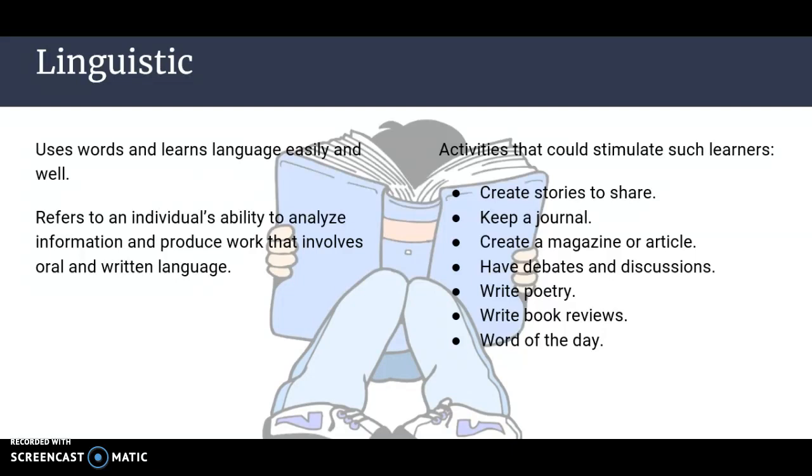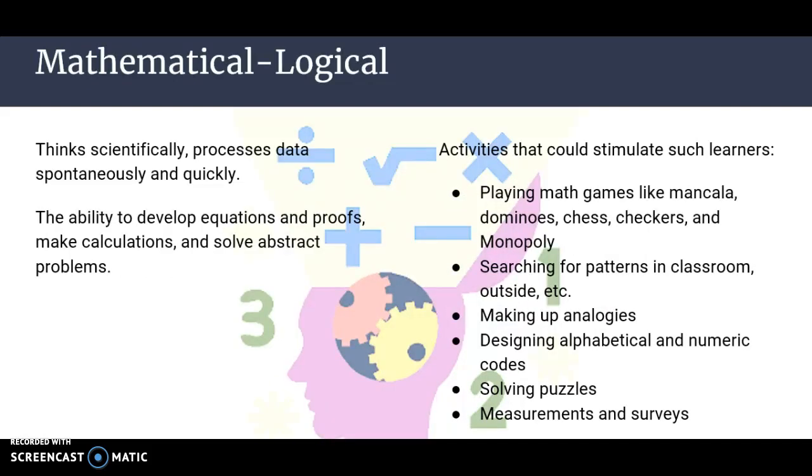So if you have a student like this in your classroom, activities that could stimulate this student would be create stories to share, keep a journal, create a magazine or article, have debates and discussions, write poetry, write book reviews, or word of the day. So this would be important to think about if you have students like this in your classroom.